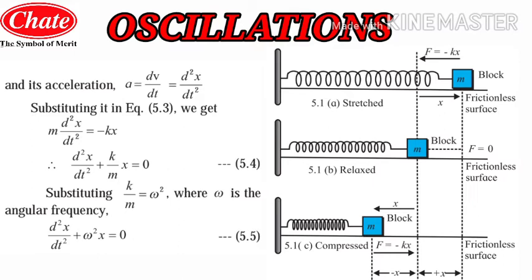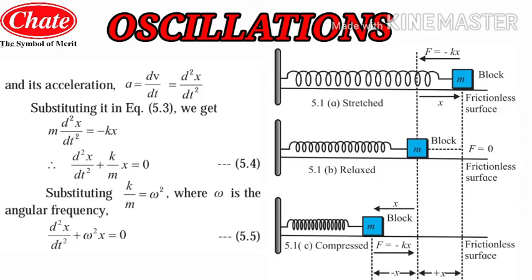So don't forget, student, the omega is the angular frequency which we have to use frequently in this topic for the different types of derivations. So keep in mind this term. Hence k by m is equal to omega square. We will put this value of k by m into the equation, then we will get d square x upon dt square plus omega square into x will be equal to 0.